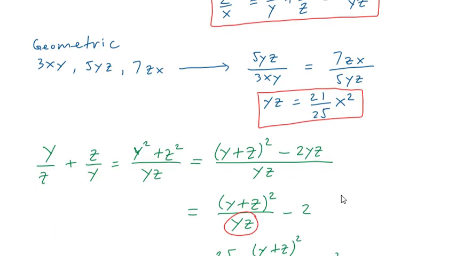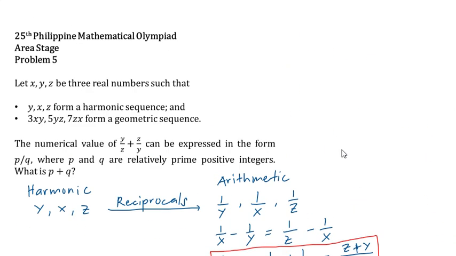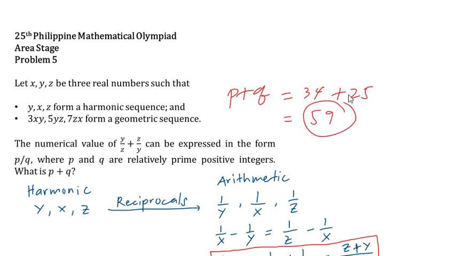So now the value of p is 34, the value of q is 25. And we can easily get now the value of p plus q. So p plus q is equal to 34 plus 25 equals 59. And this is our final answer.